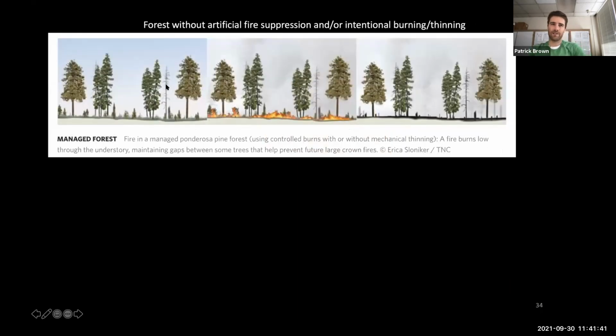And so we can kind of see with this graphic the situation before, with either the way that indigenous people managed the land or the way that it would be naturally. So forests without artificial fire suppression, and with intentional burning or thinning. If you intentionally light fires during times of the year when it's wetter, the fire won't get out of control, and you can essentially get rid of all of this fuel that would build up in between the large trees. So this is what it looks like.